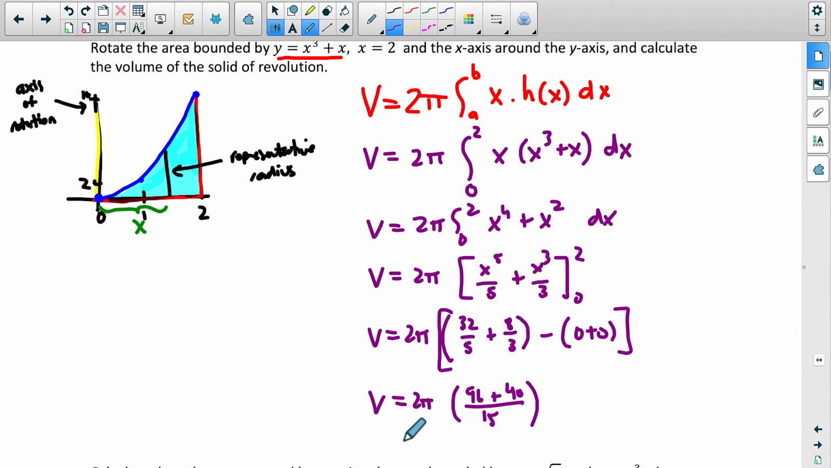So we have v equals 2 pi, and then 96 plus 40 is 136 over 15. And finally we can multiply the top by 2 pi. What's twice 136? 272. So you get 272 pi over 15. And yes, that is in lowest terms.